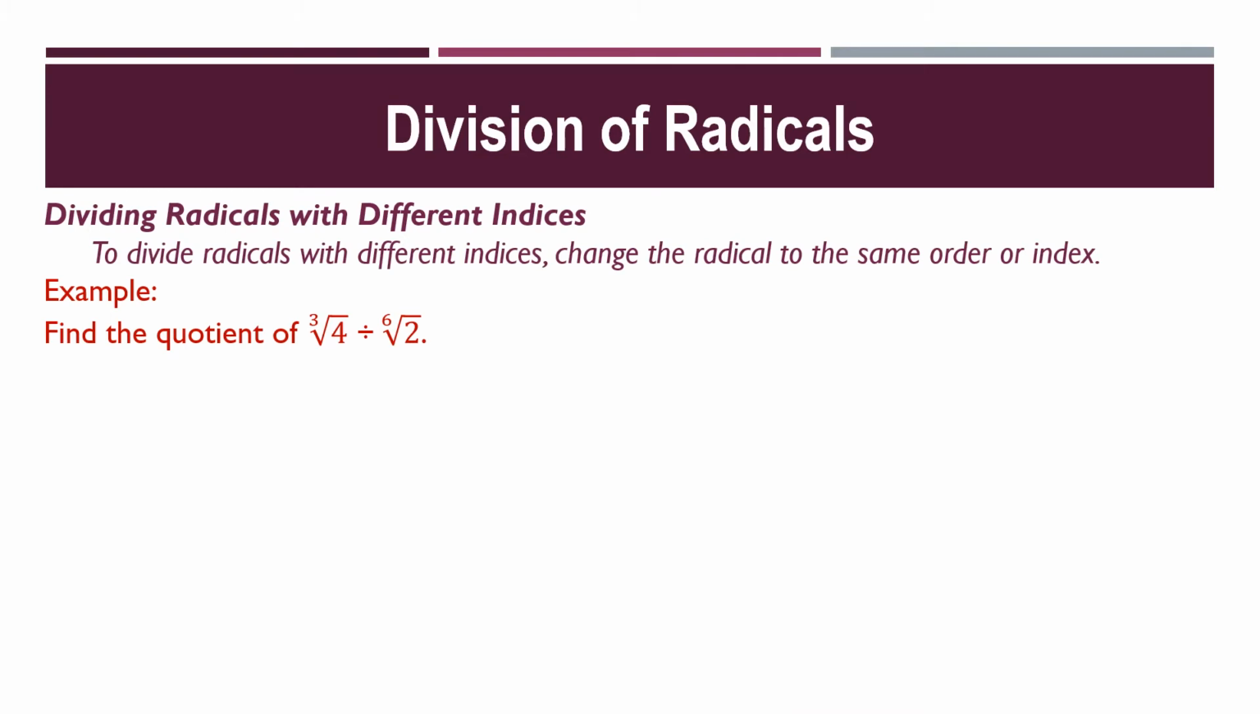Dividing radicals with different indices. To divide radicals with different indices, change the radicals to the same order or index. Say for example, we want to find the quotient of cube root of 4 divided by 6th root of 2. The first thing that we need to do is to change the dividend and the divisor to exponential form. Cube root of 4 is 4 raised to 1/3. And then 6th root of 2 is 2 raised to 1/6.